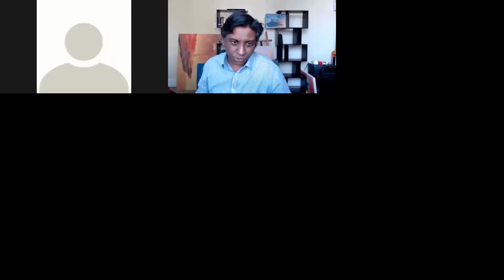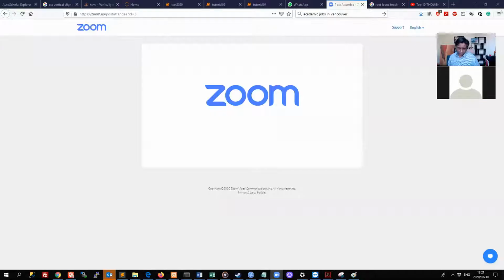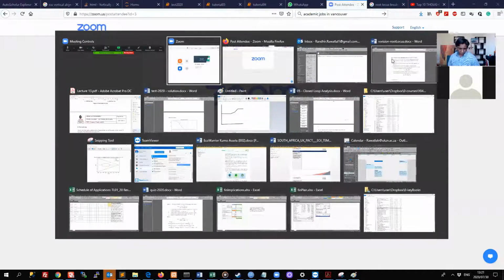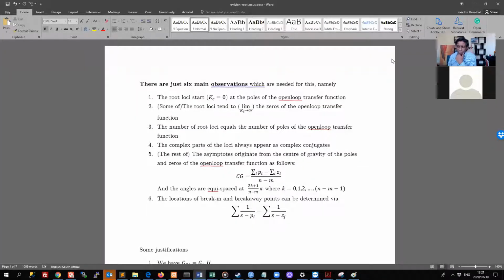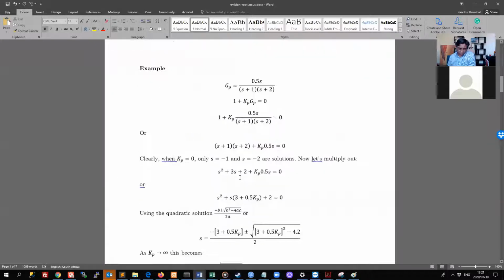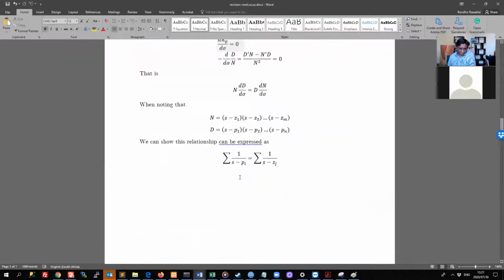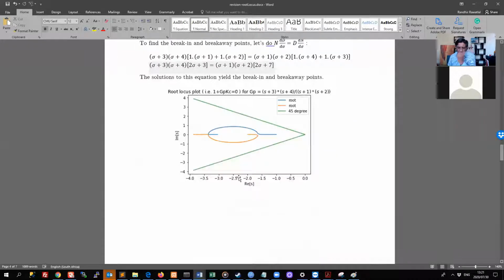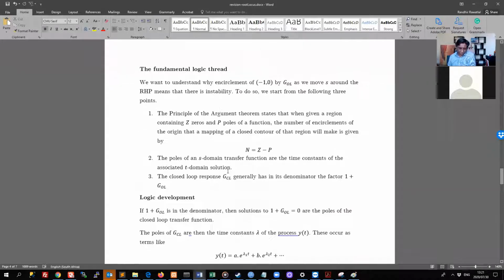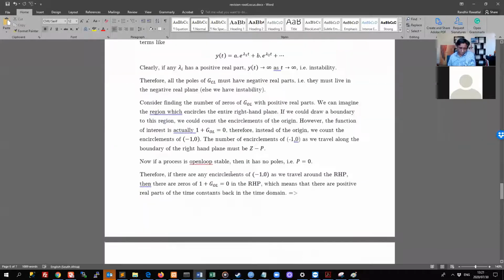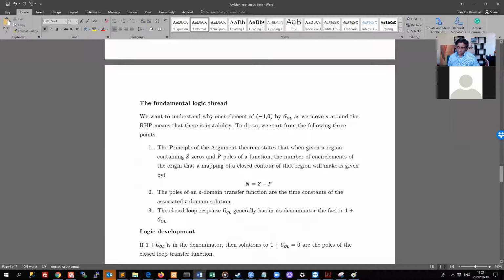So just to look at what we're getting into today, I'm just going to share screen here. There was the request to review the root locus diagrams, right? So we'll go through the principles and we'll work through a couple of examples there. And then after that, I wanted to do a bit more on the Bode diagram plotting. So that comes after this page. And then I also wanted to just follow this logic thread here.